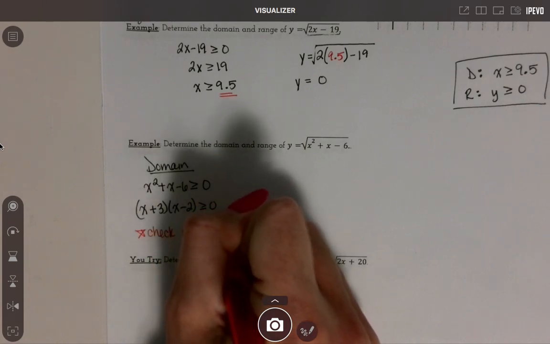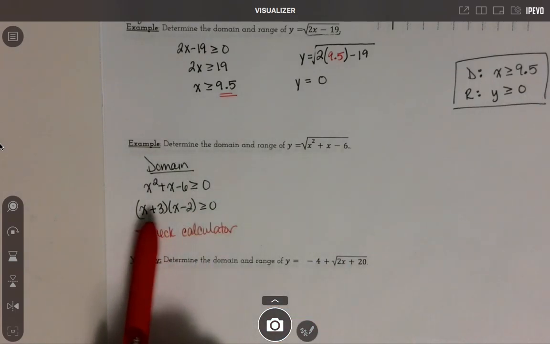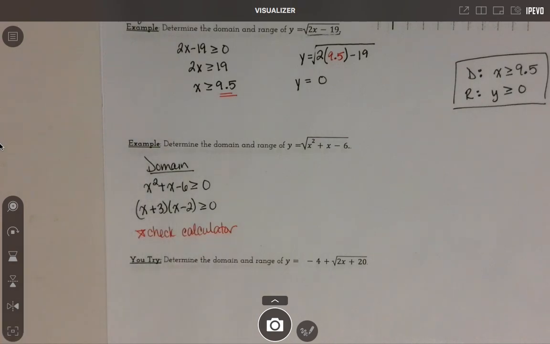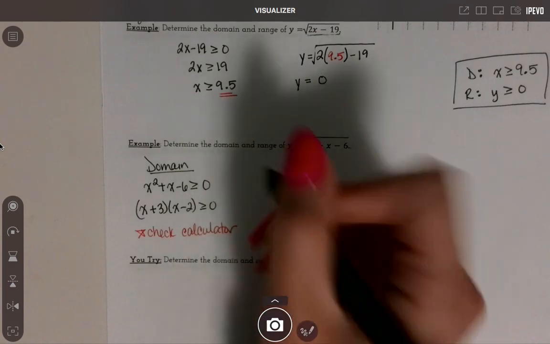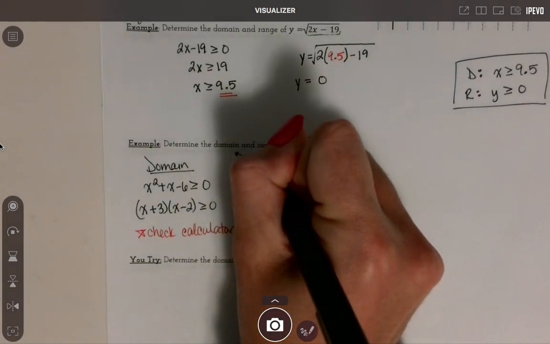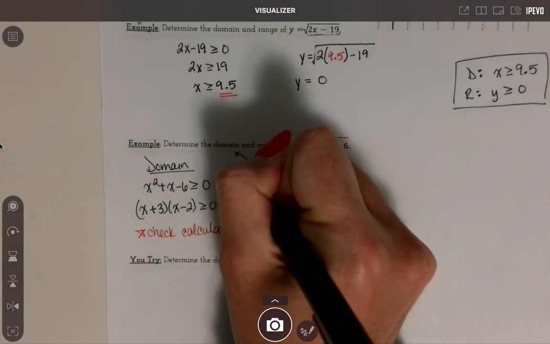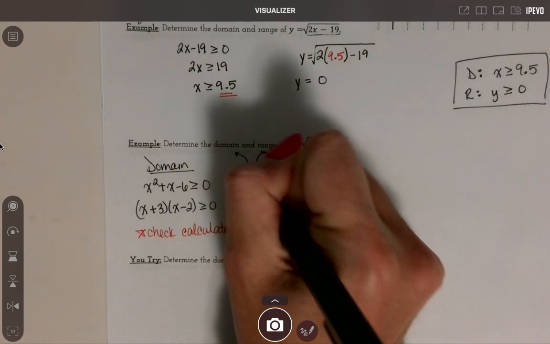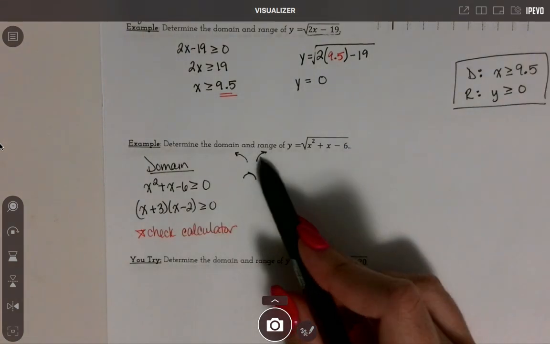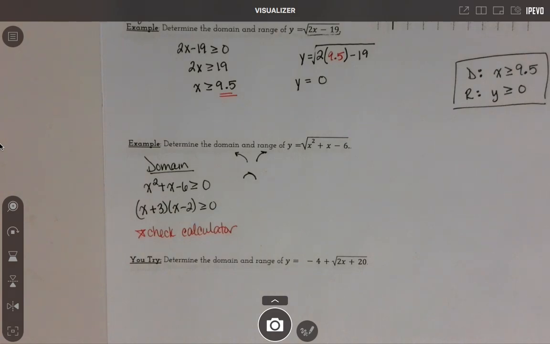So I want to check my graph, because if I have two x's, I'm going to have two curves in my graph. I can either have them going apart like this, or they might be coming together and connecting. I don't know which one it is, which is important for my domain.